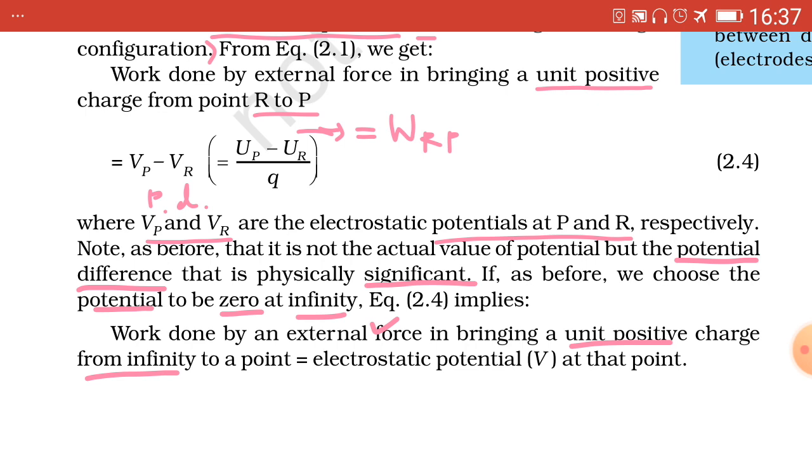Now from this discussion we write the definition of electrostatic potential. You can note down in your notebook. Here the definition given is not up to the mark. Some points are missing which you can add in this definition.